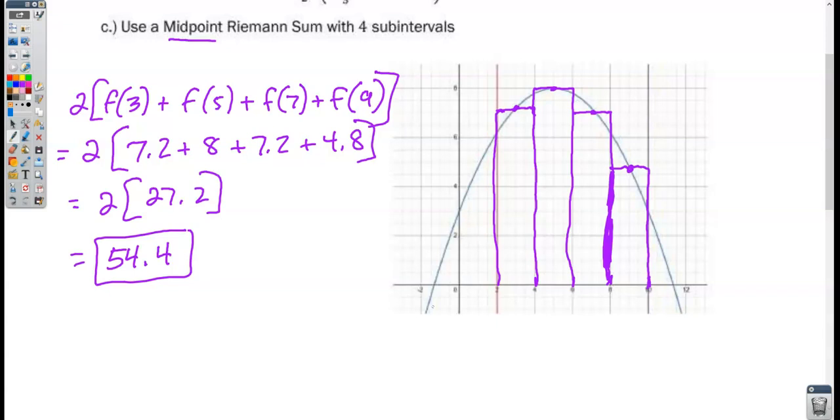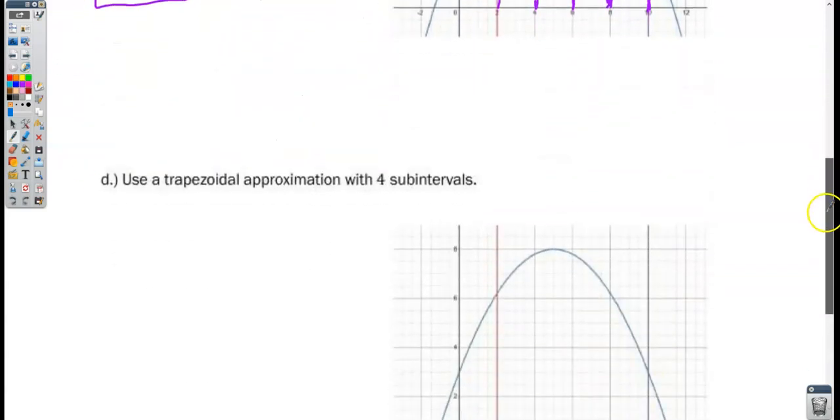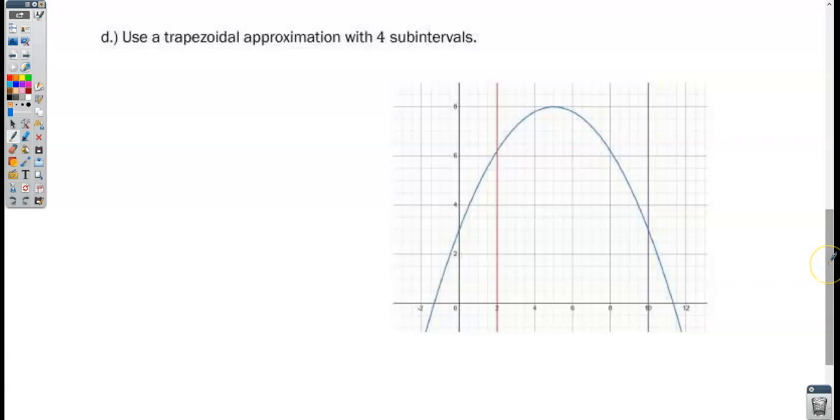We're going to go on to Part D now, and talk about how we use a trapezoidal approximation with 4 subintervals. And if you remember the last video, we found the width of each subinterval by taking the width of the entire interval, which was 10 minus 2 in this case, and dividing by the number of subintervals. And so we want each subinterval to be 2 units wide.